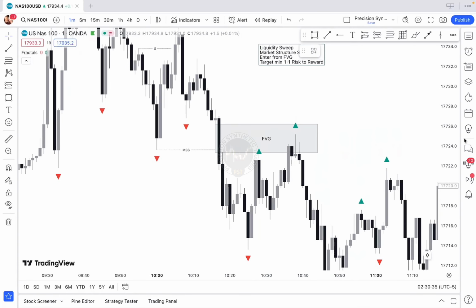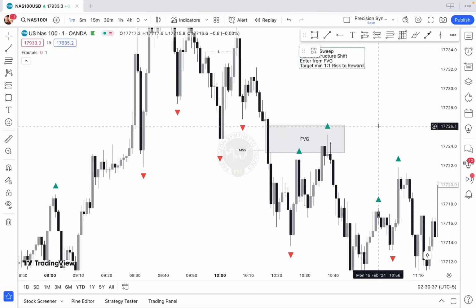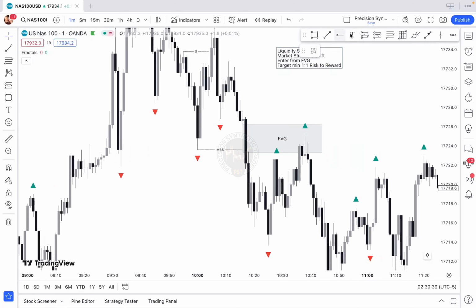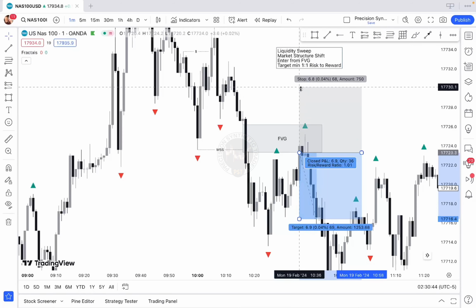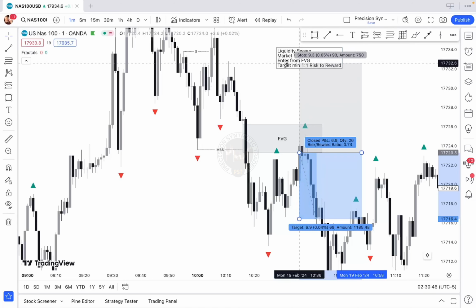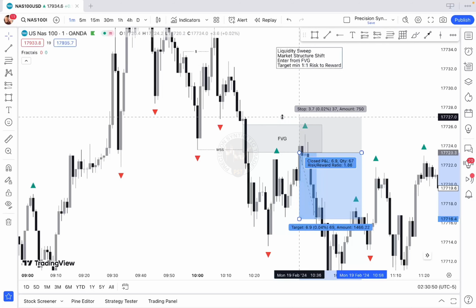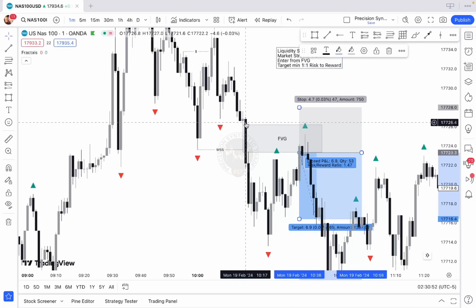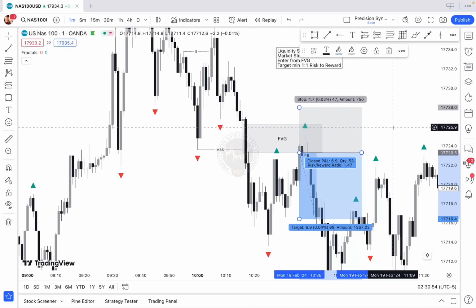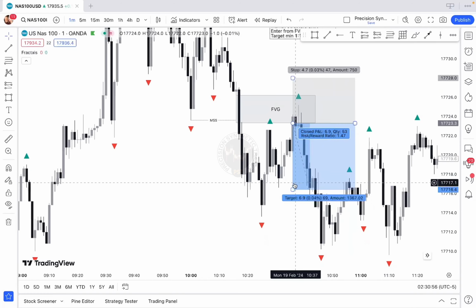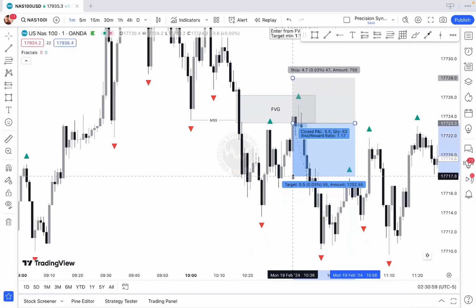As you can see, price came to our fair value gap, tapped us in. We're going to put our stop loss. You can put it there. It's a little bit too big. In this case, just put it above this order block and this fair value gap here. A little bit of breathing room. Our minimum is going to be a 1-to-1. That's going to be there.